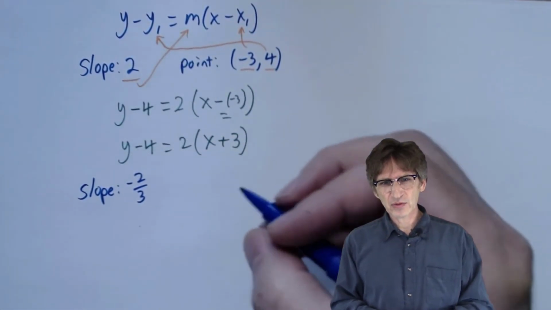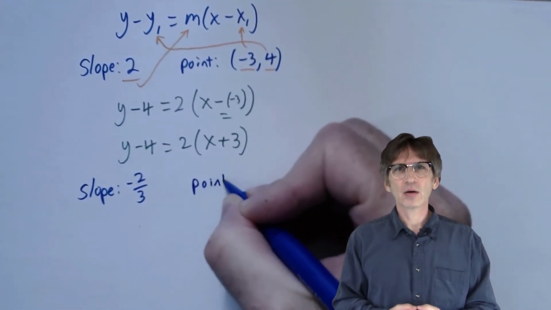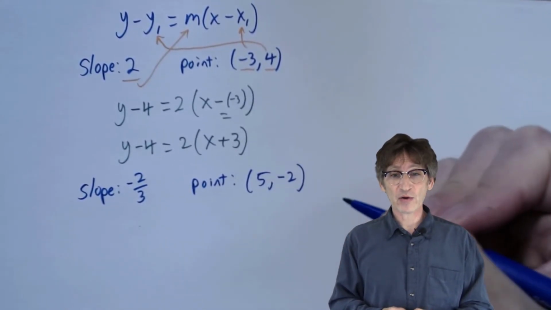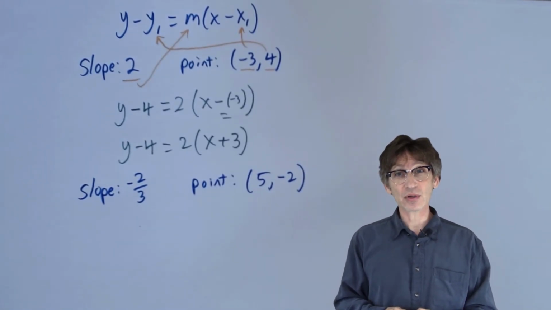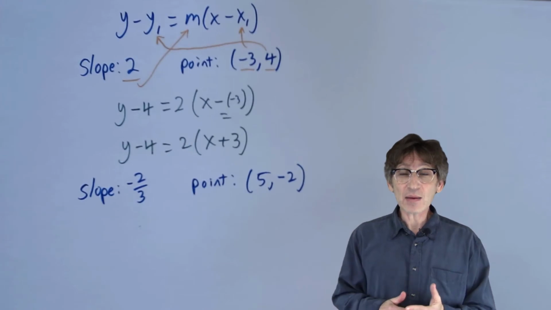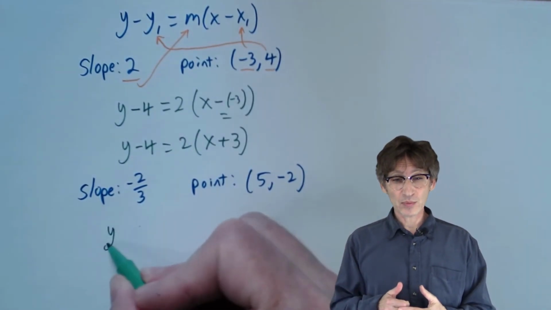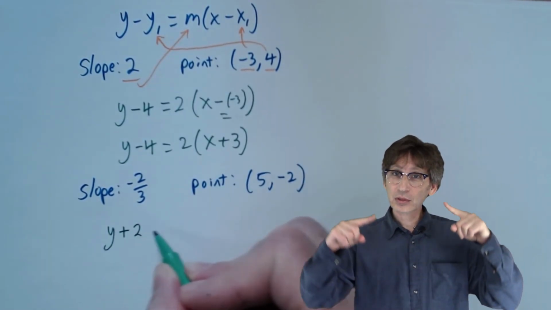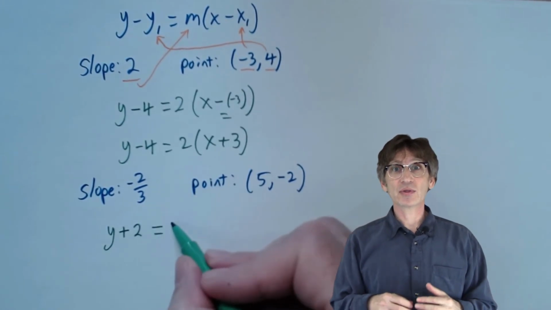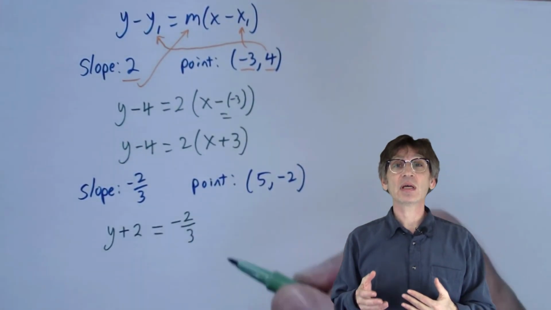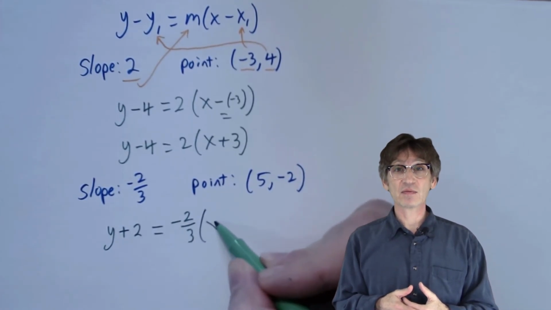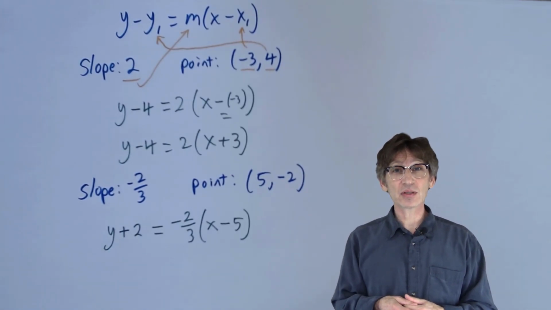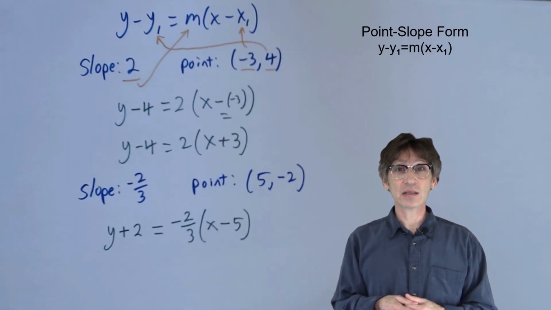Let's say we have a slope of negative 2/3. That line with a slope of negative 2/3 is passing through an ordered pair, 5, negative 2. So we take that ordered pair, 5, negative 2. We take that slope, negative 2/3. We replace them for m, x1, and y1 in the point slope equation. So that gives us y plus 2, because it's y minus negative 2, equals negative 2/3, which is a slope, times x minus the x value, x minus 5. That is what it looks like when we take the line with a slope of negative 2/3, passing through that ordered pair, and write it in point slope form.